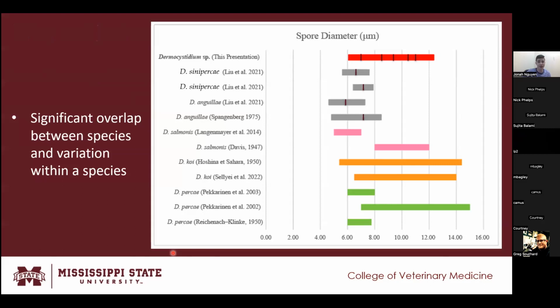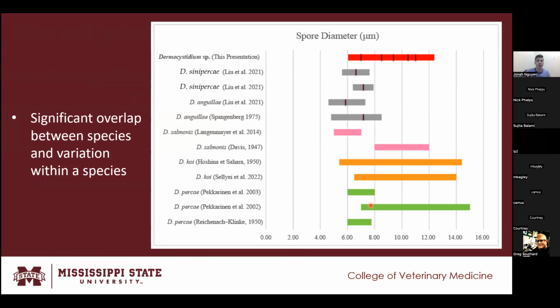Just to hit that home, here's a graph showing spore diameter ranges for species that have molecular data. The lines show averages, these lines over here. Notice that not all species have averages available, for one, and also notice that there are multiple lines up here for my species. That's because those are the averages I got from the different cysts of my Dermocystidium species. This is what the averages would have been if I had sampled from single cysts.